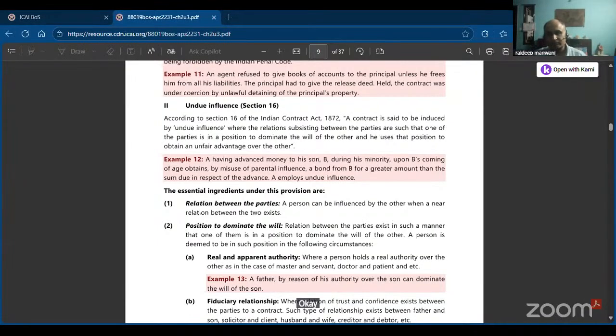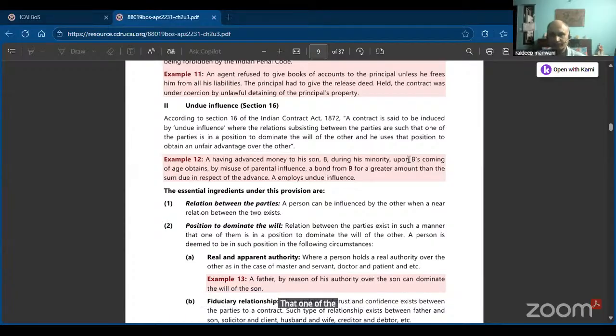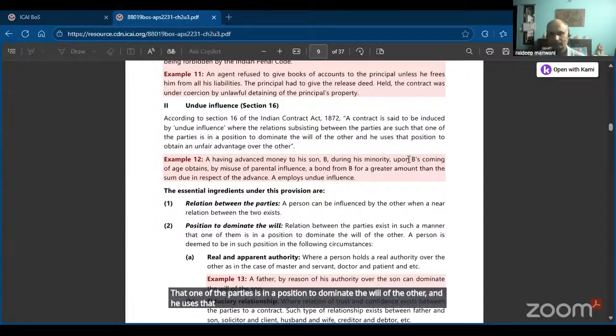Okay, let's move to the next topic, undue influence. Section 16. According to Section 16 of the Indian Contract Act 1872, a contract is said to be induced by undue influence where the relations subsisting between the parties are such that one of the parties is in a position to dominate the will of the other and he uses that position to obtain an unfair advantage over the other.